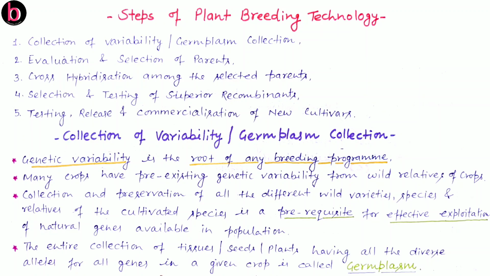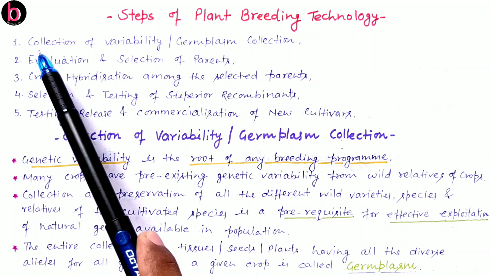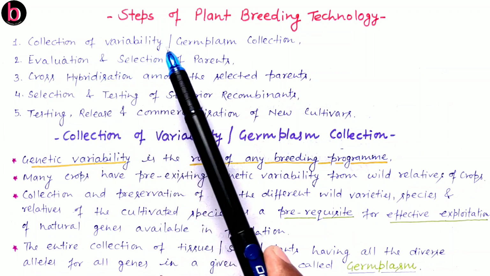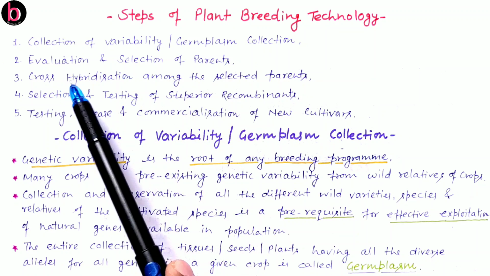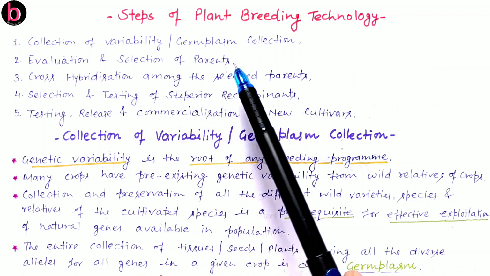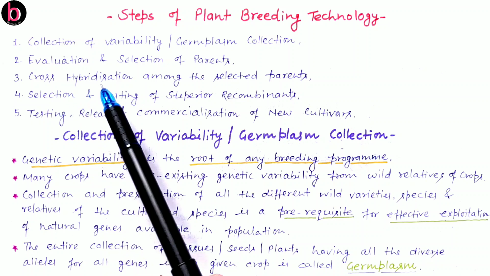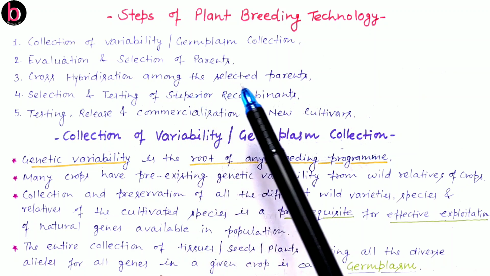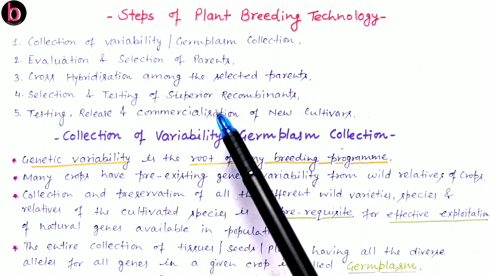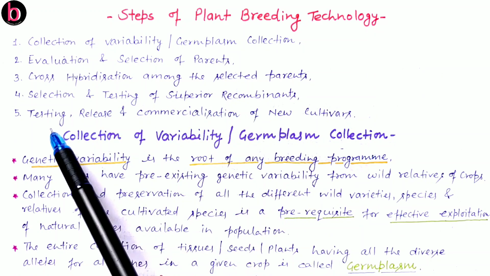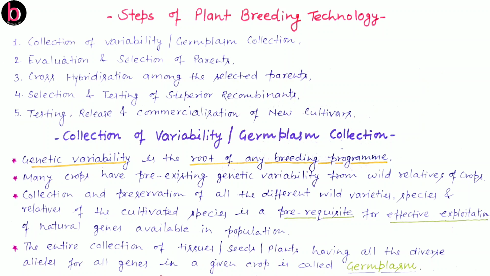There are 5 steps, all given here. First, collection of variability, also known as germplasm collection. Second is evaluation and selection of parents. Third, cross hybridization among the selected parents. Fourth, selection and testing of superior recombinants. And fifth is testing, release and commercialization of new cultivars.